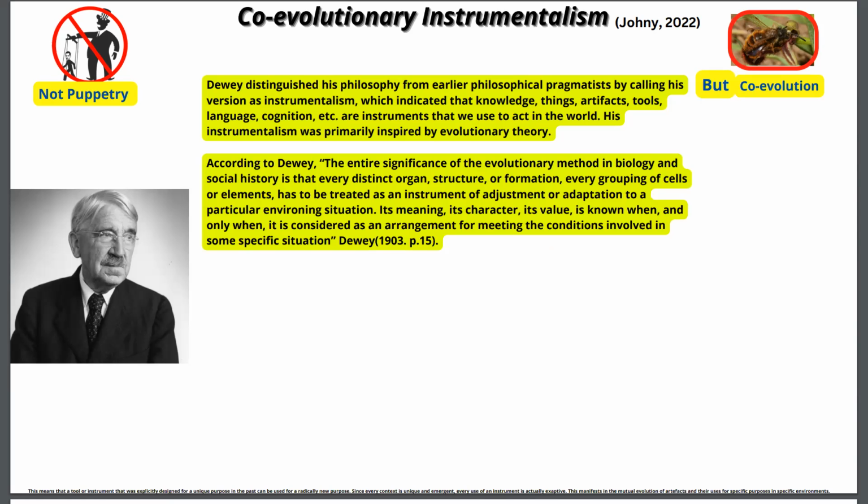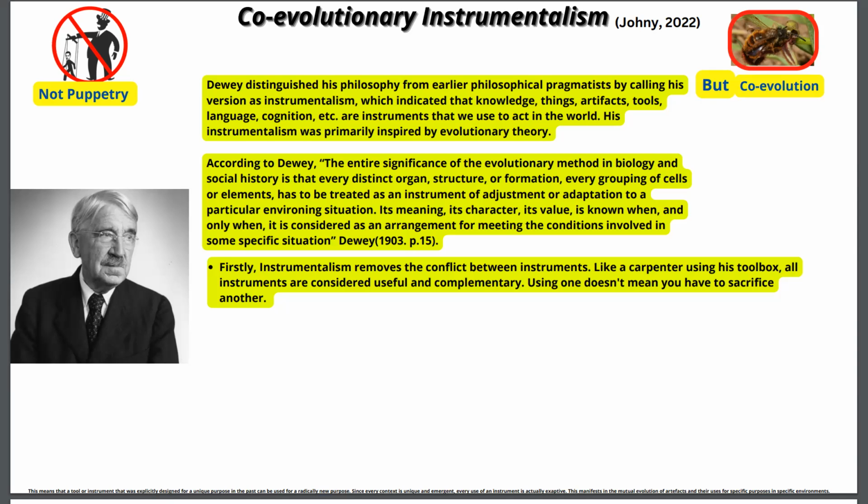Now, according to Dewey, the entire significance of evolutionary method in biology and social history is that every single organ, structure, or formation, every group of cells or elements, has to be treated as an instrument of adjustment or adaptation to a particular environing situation. Its meaning, character, its value is known when and only when it is considered as an arrangement for meeting the conditions involved in a specific situation. The emergent situation decides what kind of tools we use.